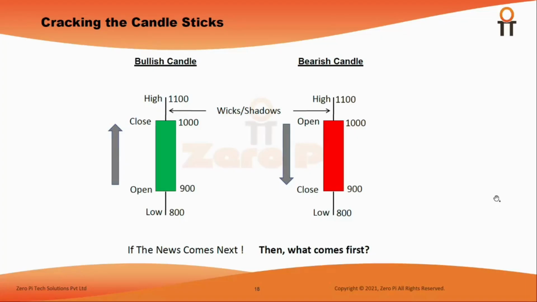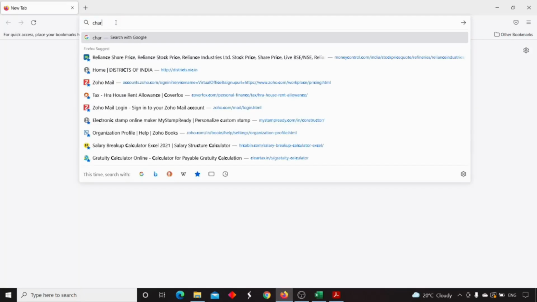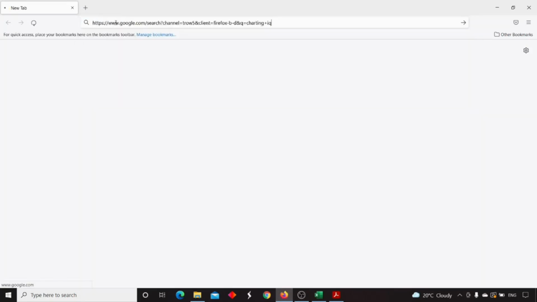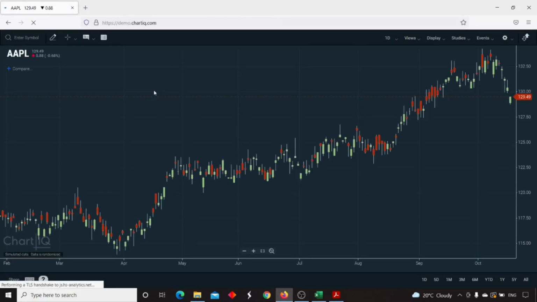Now let's see some examples of charts and candlesticks. So coming here, just type charting IQ, most chart IQ. Okay, so here we have an example of a chart. So this is a technical chart of AAPL.